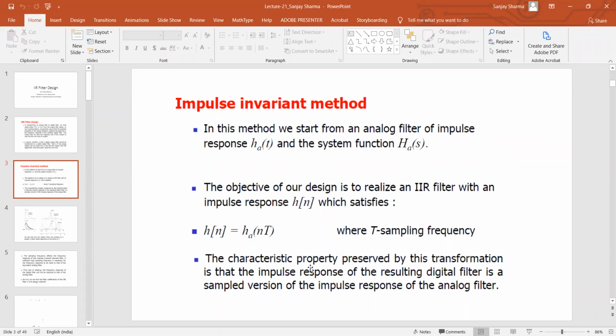Now the characteristic property preserved by this transformation is that the impulse response of the resulting digital filter is a sampled version of the impulse response of the analog filter. So h_a(t) is the impulse response of the analog filter and h(n) will be the sampled version of the impulse response of the analog filter, right? So that we know.